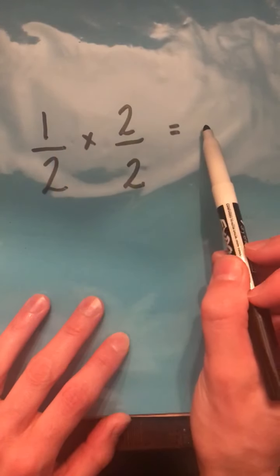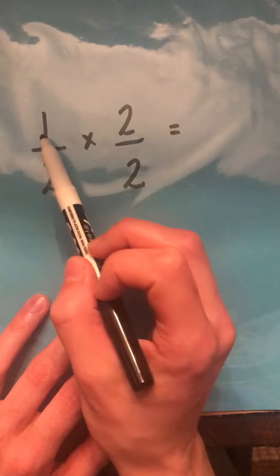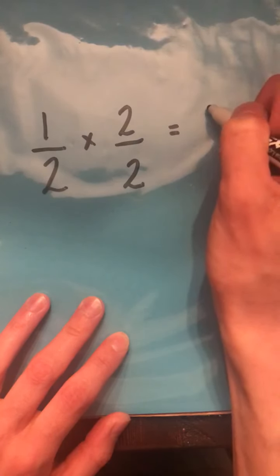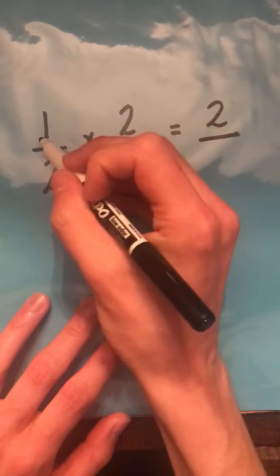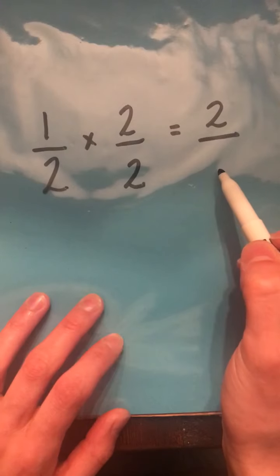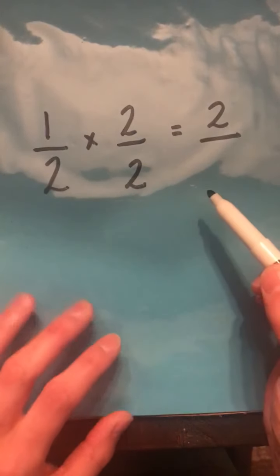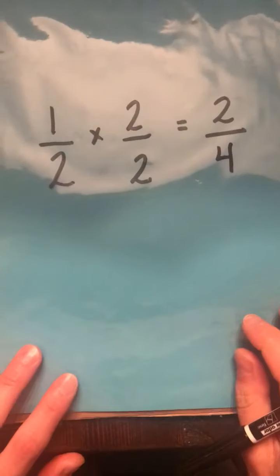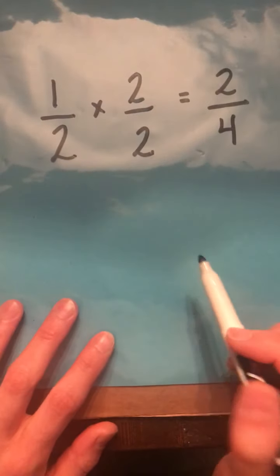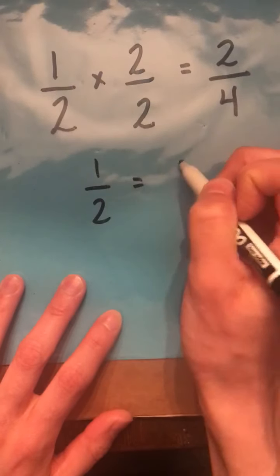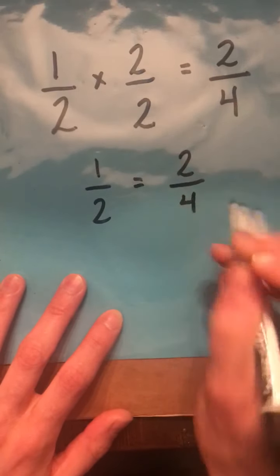When we multiply fractions, we multiply straight across, starting on top with the numerators. So 1 times 2 is equal to 2, that's right, because any number times 1 is equal to that number. And then 2 times 2 is 4, right? You can always skip count by 2's, 2, 4. So what this is telling us is that 1/2 is equal or equivalent to 2/4.